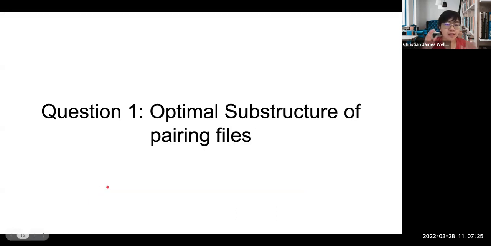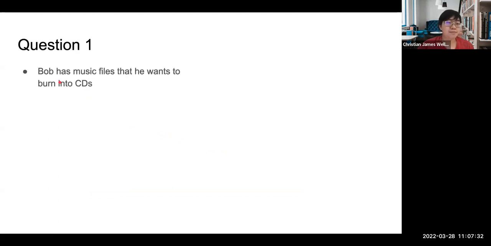All right, so the first question is this pairing files problem, right? We'll talk about the optimal substructure of it. So there's this person, Bob, right? Bob has music files that he wants to burn into CDs.